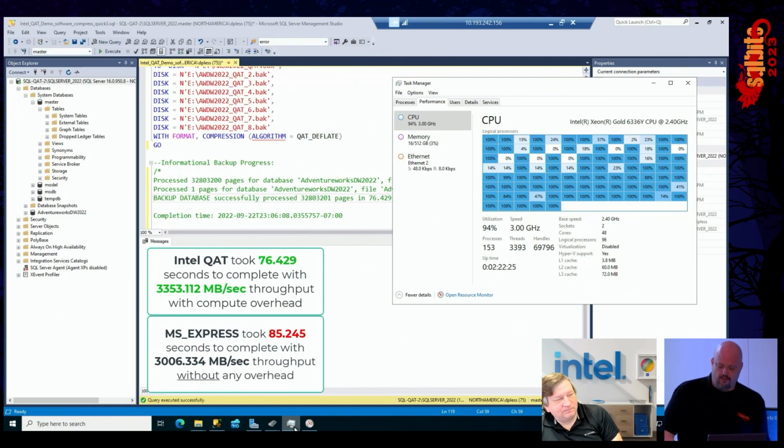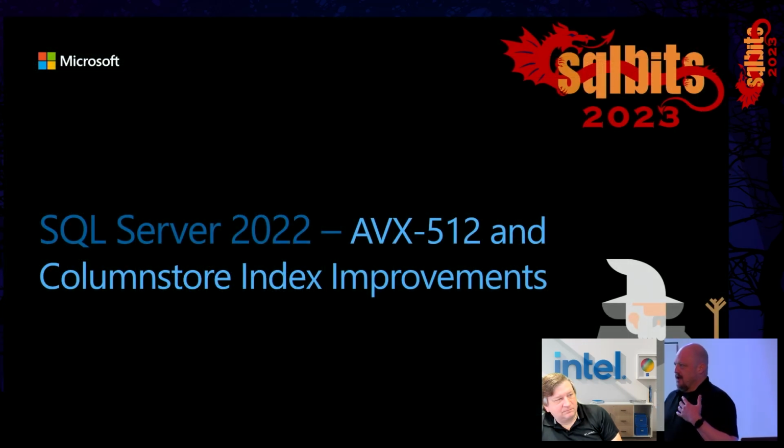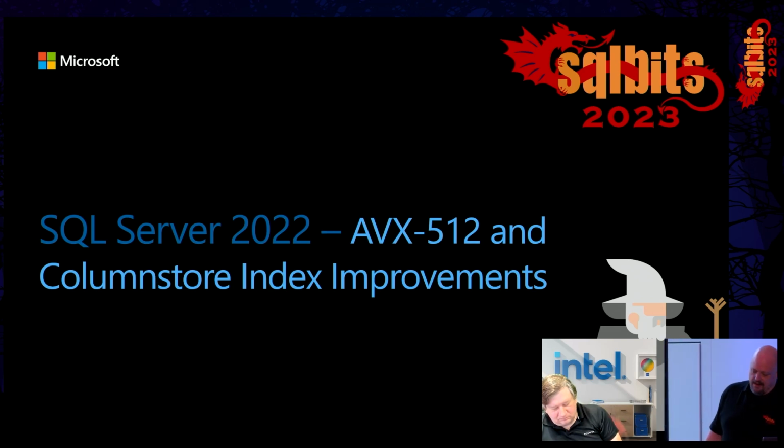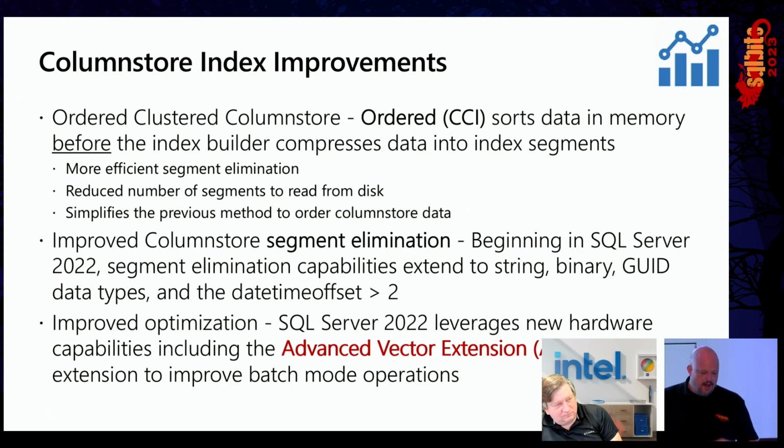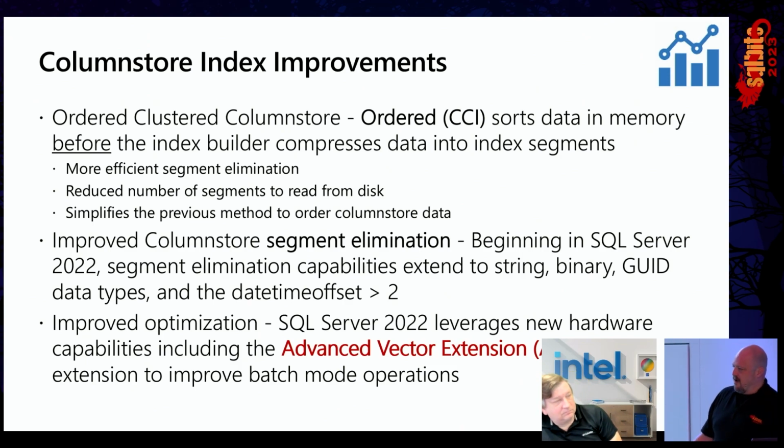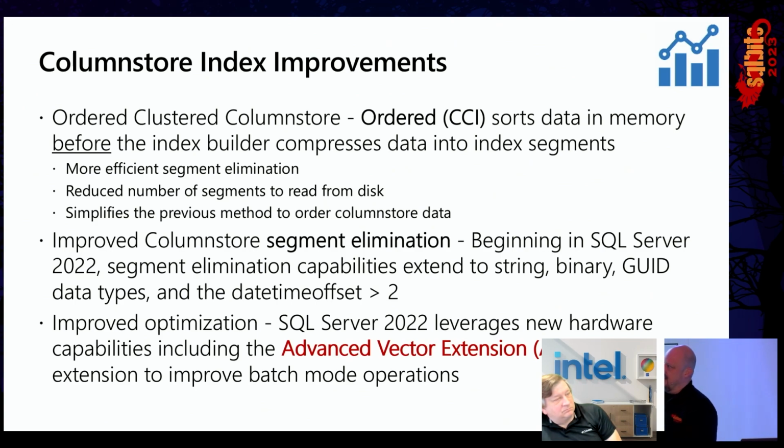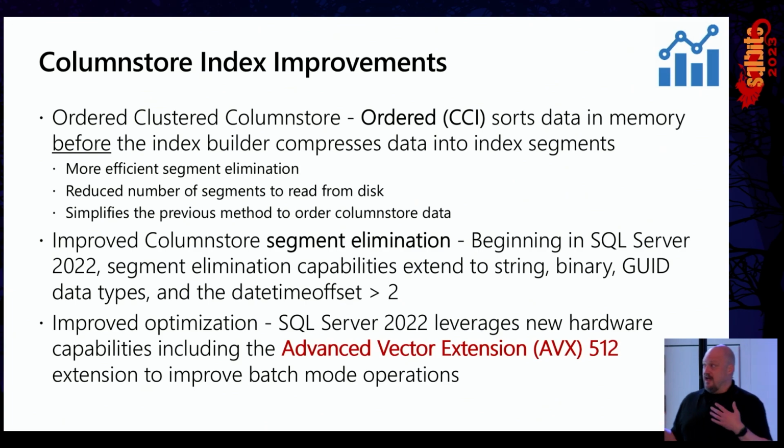Yeah, absolutely. So another quick thing here, and I know that you wanted to talk about the AVX-512 technology specifically. What I'm going to show here, I'm going to talk a little bit about column store indexing, what we did in SQL Server 2022, and then I'll show how to enable it, and how you can track how AVX-512 is being leveraged. So we had this ordered clustered column store capability. We're sorting data in memory before the index builder compresses the data into index segments. This helps us with segment elimination. It's a really big deal, especially in really large systems, large data warehouse systems.